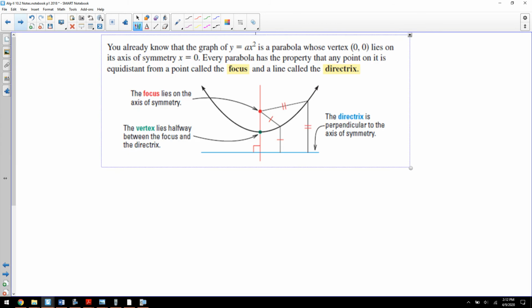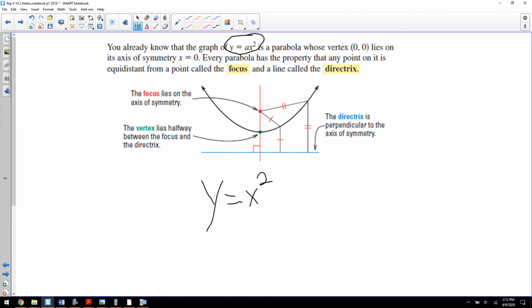For right now, we all know that we have something that looks like this, y equals x squared. And this is the form that we've looked at in the past, where it's ax squared, where the value of a was just kind of a multiplier. If the a value was positive, you knew it was up like a cup. If it was negative, it was down like a frown. That has not changed. What changes here today is that there's actually some other parts.